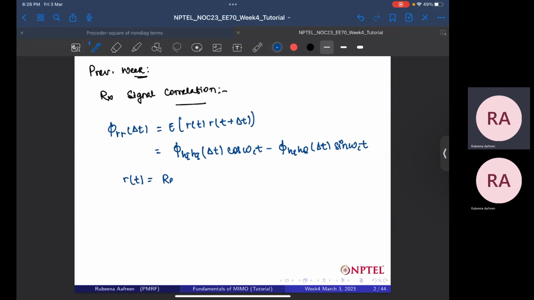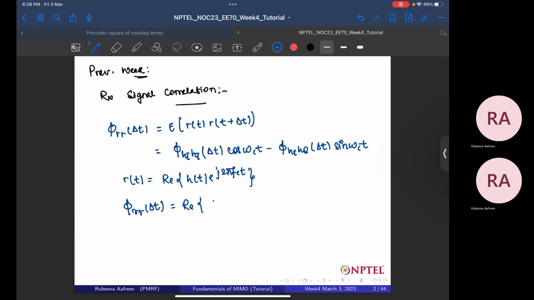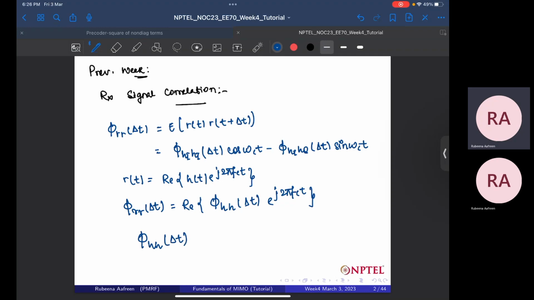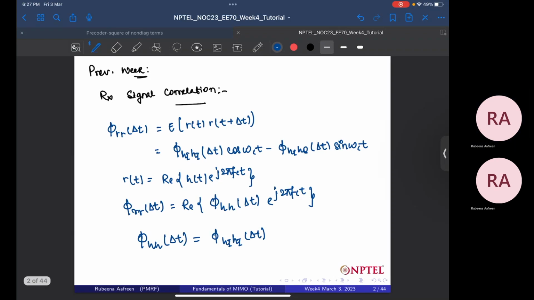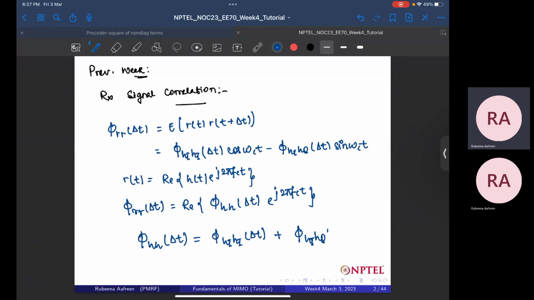As we have already seen, r(t) equals the real part of h(t) e to the power j 2 pi f_c t, right? So from here we can write the correlation of the received signal as the real part of the correlation of the channel into e to the power j 2 pi f_c t. From here we can write the channel correlation as phi_HIHI(delta t) plus phi_HQHQ(delta t).